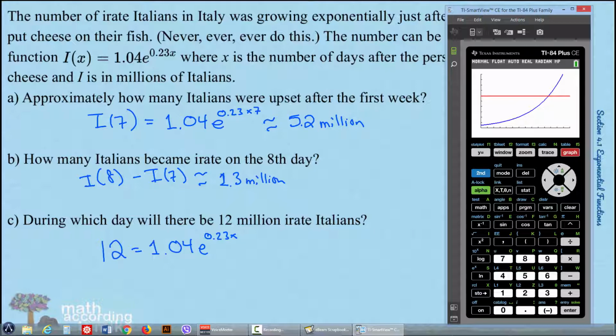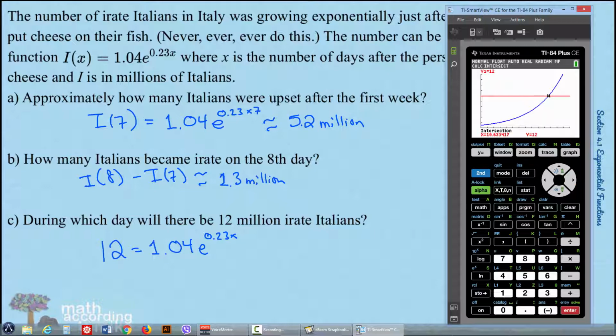So to find the point of intersection, we're going to go 2nd, Calc. Intersect is number 5. And the calculator asks us for 3 things. The first thing is to identify the first curve. Well, we only have 2 curves. We have a Y1 and a Y2. So just hit Enter on Y1. And then it says second curve. Again, we only have 2 curves. Hit Enter. And then it says guess. Move your cursor to where you're close to where they overlap. This is not the answer yet. You have to hit Enter.